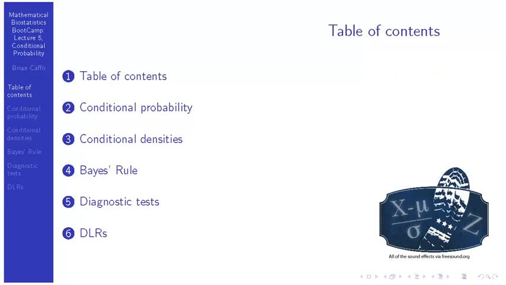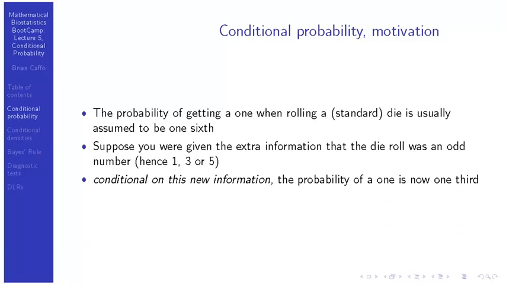In this lecture, we're going to talk about conditional probabilities and then the associated density functions for calculating conditional probabilities, basically just called conditional densities, and we'll talk about conditional mass functions for discrete random variables. We'll talk about Bayes' rule and then briefly talk about an example of Bayes' rule using diagnostic tests, and then we'll talk a little bit about so-called diagnostic likelihood ratios.